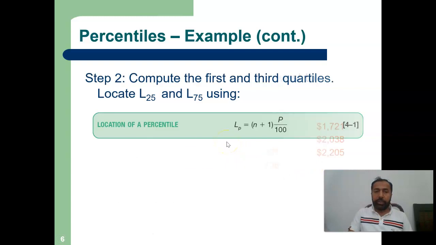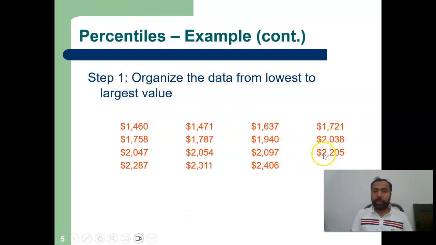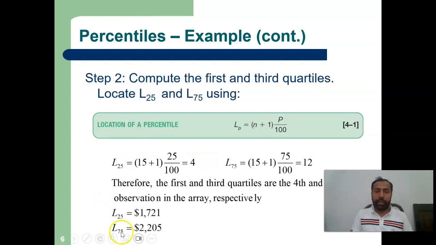So when we go back in our data and see where the 12th number is, 4, 8, and here 2205 is the 12th number. So we will write here that L75, the location of the 75th percentile, is 12 and the corresponding commission is $2,205. And we can say here that 25% of the brokers earned commission equal to or less than $1,721, while 75% of the brokers earned commission equal to or less than $2,205, while the remaining 25% earned commission more than $2,205.